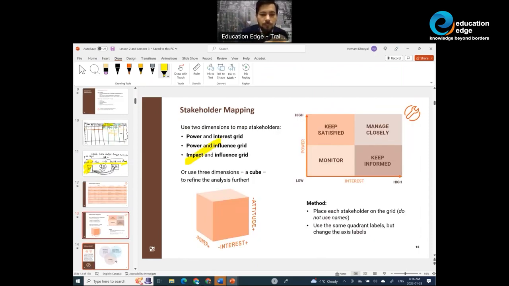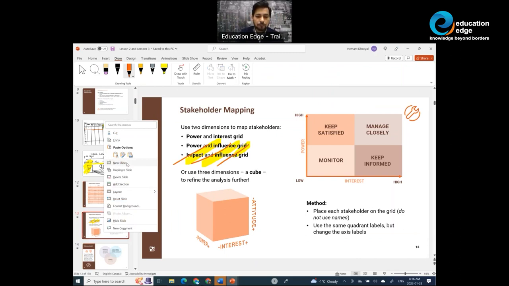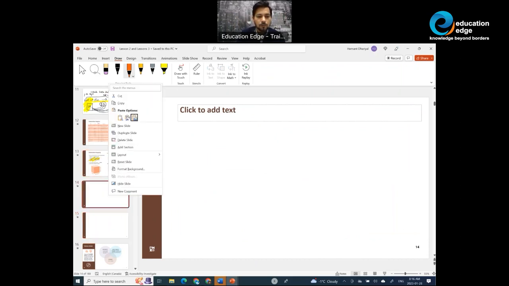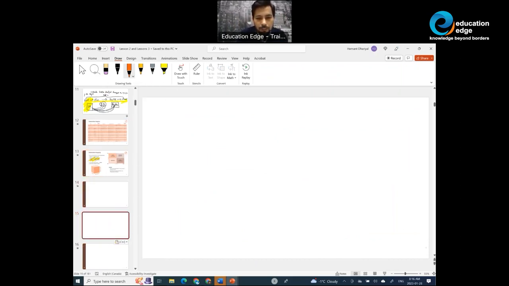I don't think this is important, but there are these different kinds of grid, but power and interest grid is one of the most popular grids that helps you understand how would you manage your stakeholders, right? Power and interest grid. Let's just build it together. What does that mean? So power and interest grid, something like this. Right here. So let's take a look at this right here.